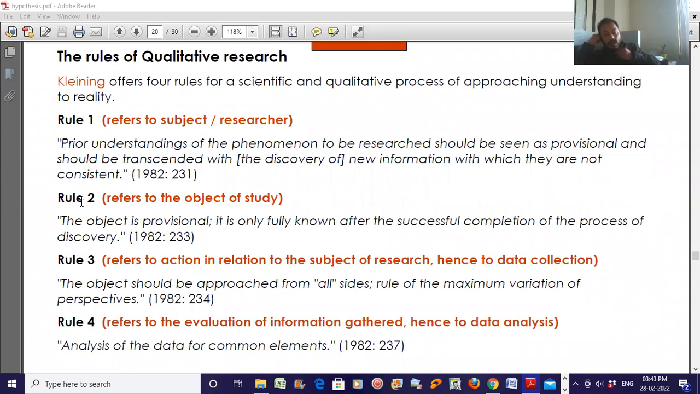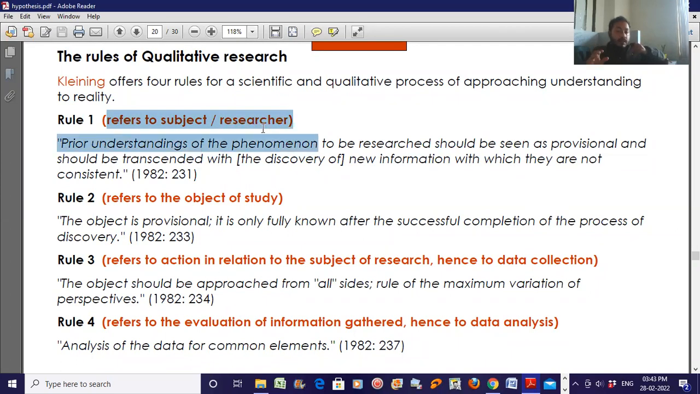Sorry. So there are 4 rules according to Cleaning. The first one refers to a subject or researcher. These are the rules of qualitative research, right? Prior understandings of the phenomenon to be researched should be seen as provisional and should be transcended with the discovery of new information with which they are not consistent. Users focus on the rules; here it refers to a subject or researcher.